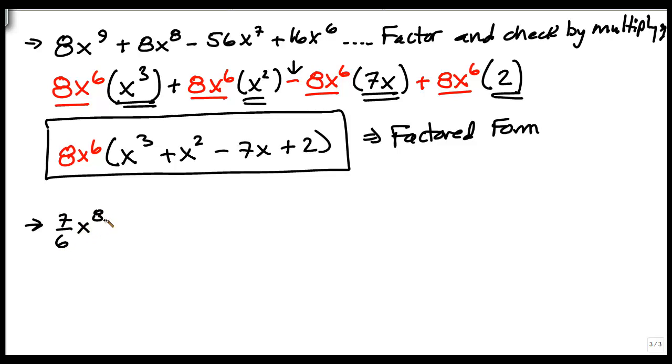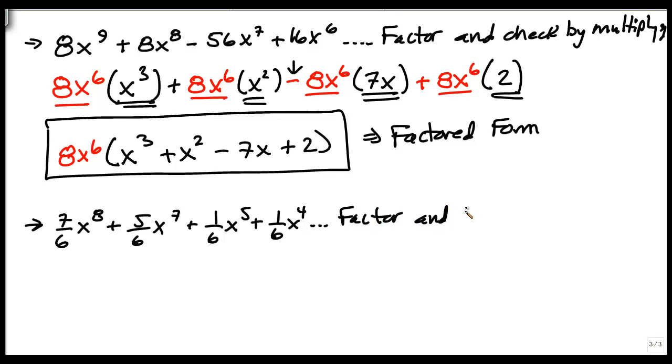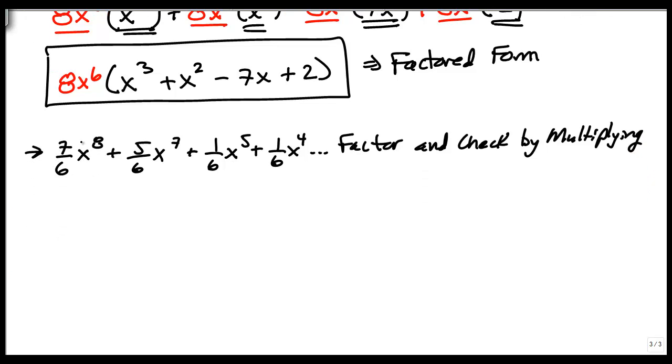Now it's really nice on this problem, we are given common denominators. So this problem is a little bit easier to work than if I didn't have common denominators. So again, factor and check. Okay. Well, if we look through here, I'm just going to talk about the numerators, 7, 5, 1, and 1. I don't think they have anything common other than a 1. But look at the denominators, they all have a 6. So I think my GCF here is 1/6.